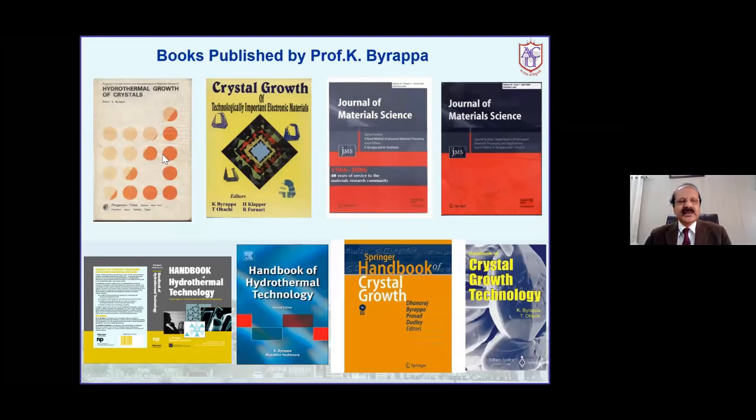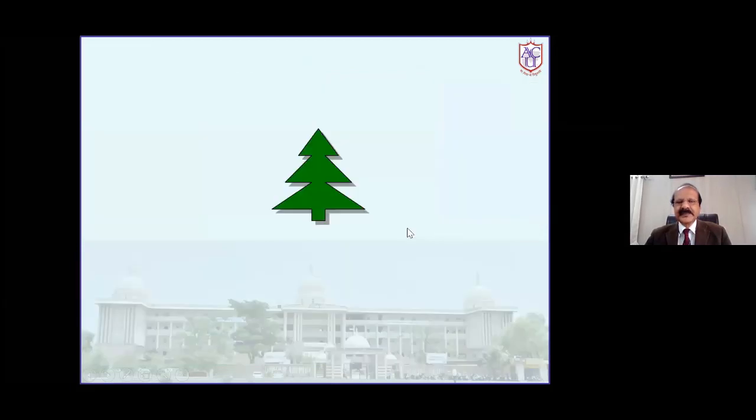And these are the other books. This is my first book on hydrothermal growth of crystals, I prepared for the Pergamon Press, Oxford, UK. And these are the special editions of the Journal of Material Science, which I edited on novel solution processing of materials.